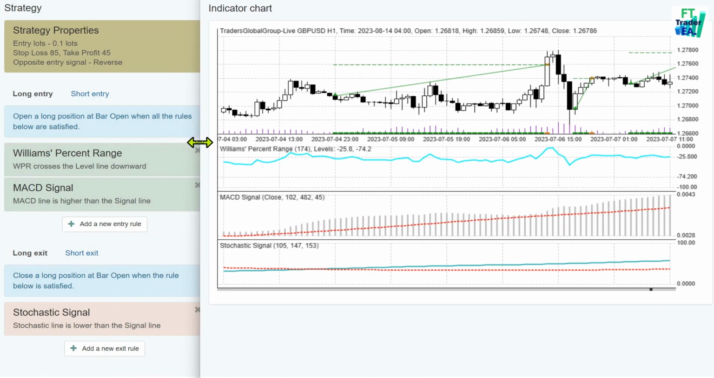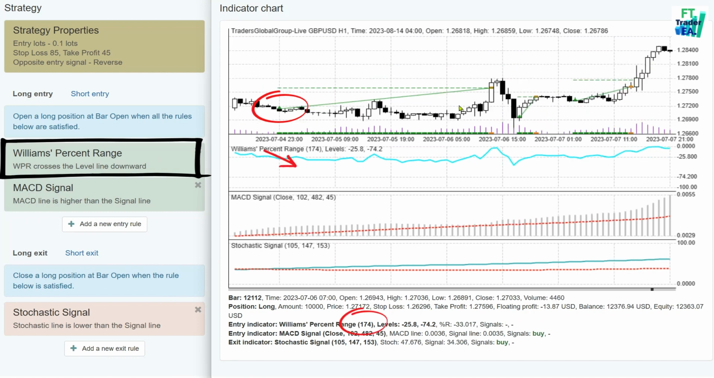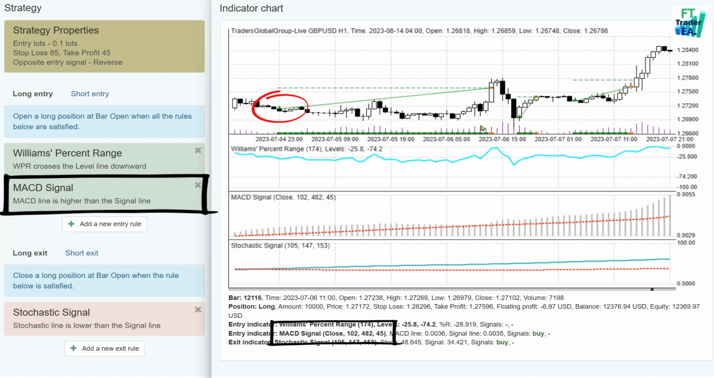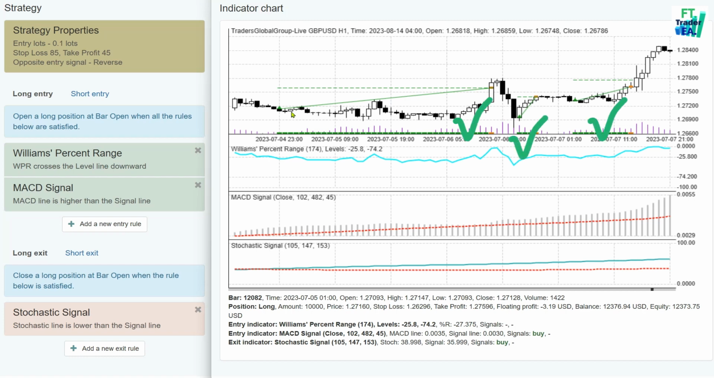For buy trades, we initiate action when the Williams percent range with a period of 174 crosses the level of -25.8 downward, coupled with a higher MACD line compared to the signal line. The buy position concludes when the stochastic line dips below the signal line. Additionally, triggers for closure encompass trailing stop loss, standard stop loss, or a sell condition. Impressively, this chart showcases a run of 3 consecutive winning trades.